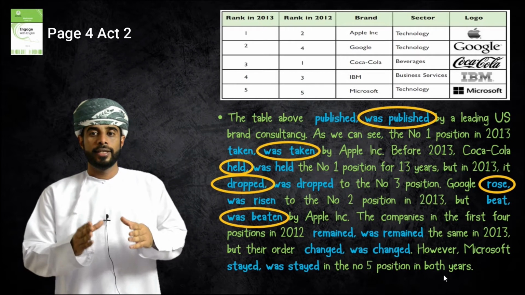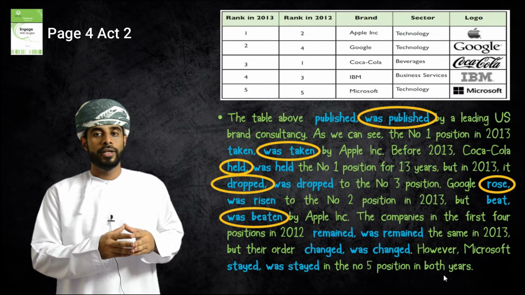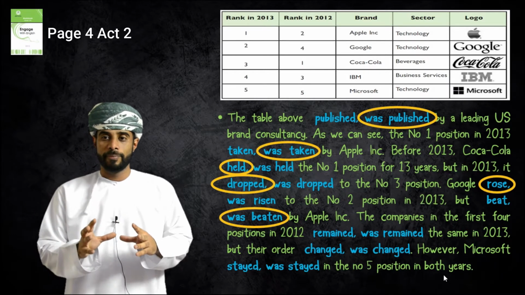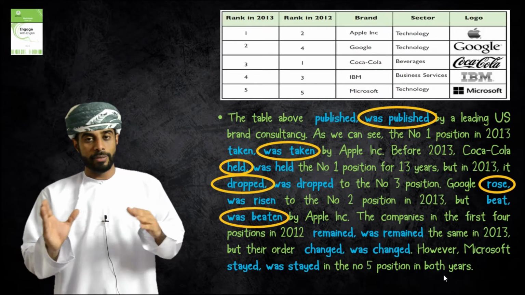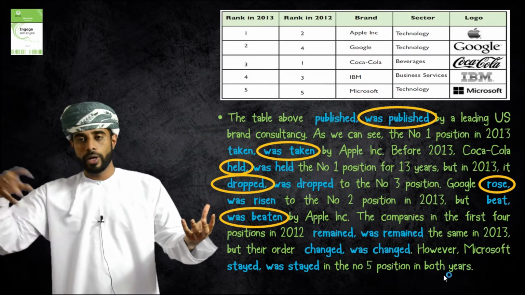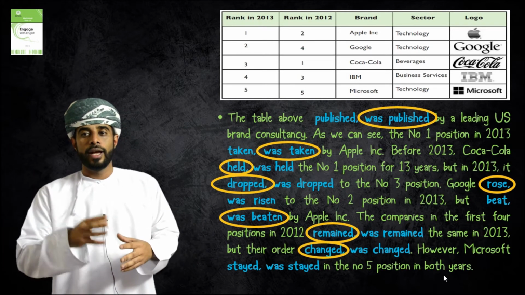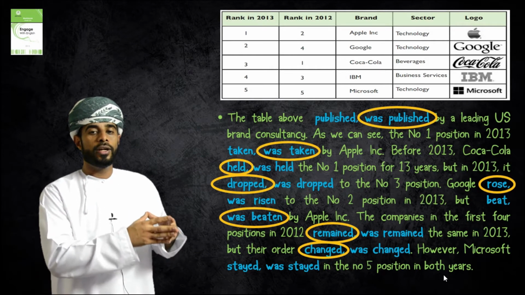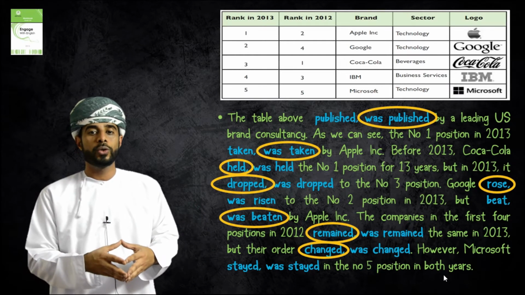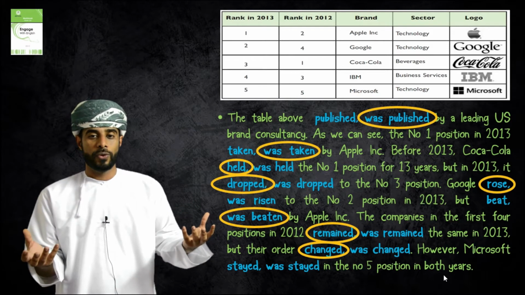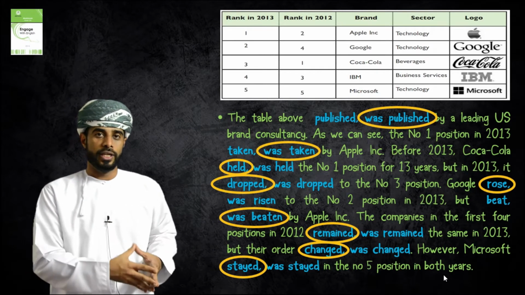The companies in the first four positions in 2012 remain or was remain the same in 2013. So remain or was remain? The company itself remained. No one made it remain. So remained. And but their order changed. The order itself changed. No one has changed it. However, Microsoft stay or was stay, of course, stayed in the fifth position in both years.